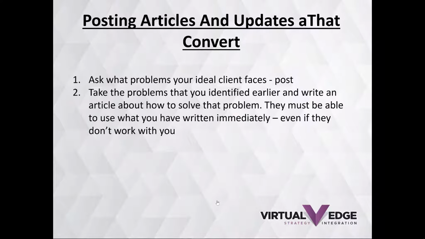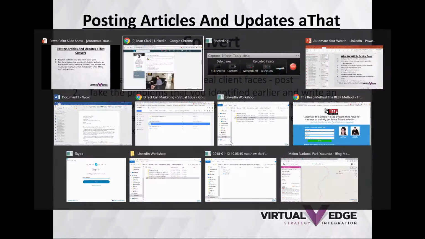So then we take the problems that you identified earlier, okay? So as we went through creating your ideal target client, we came up with some of the biggest problems that they're facing. You take those problems that you identified earlier and you write an article about how you solve those problems, okay? So you first actually ask them what problems they have based on that, and then you write an article. Here's the key to this. They must be able to use what you have written immediately, even if they never work with you. Okay, you are providing huge value.